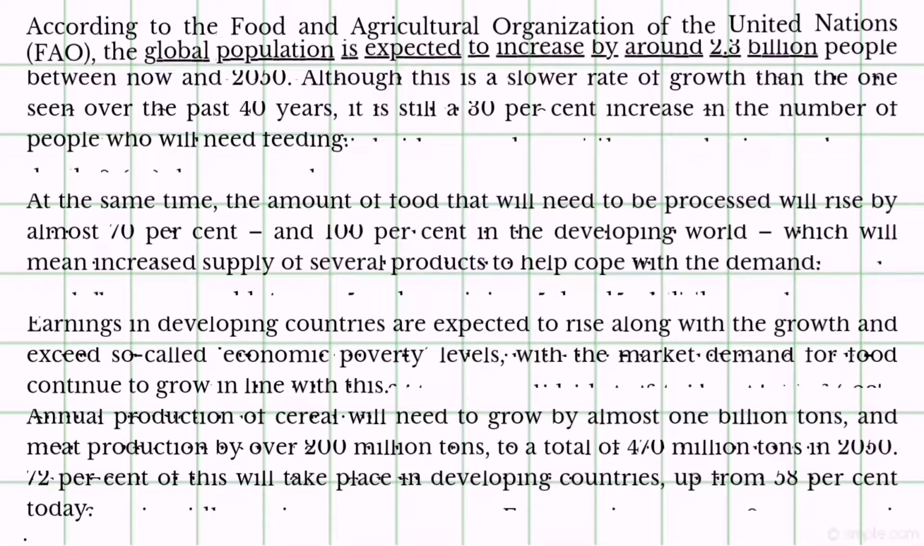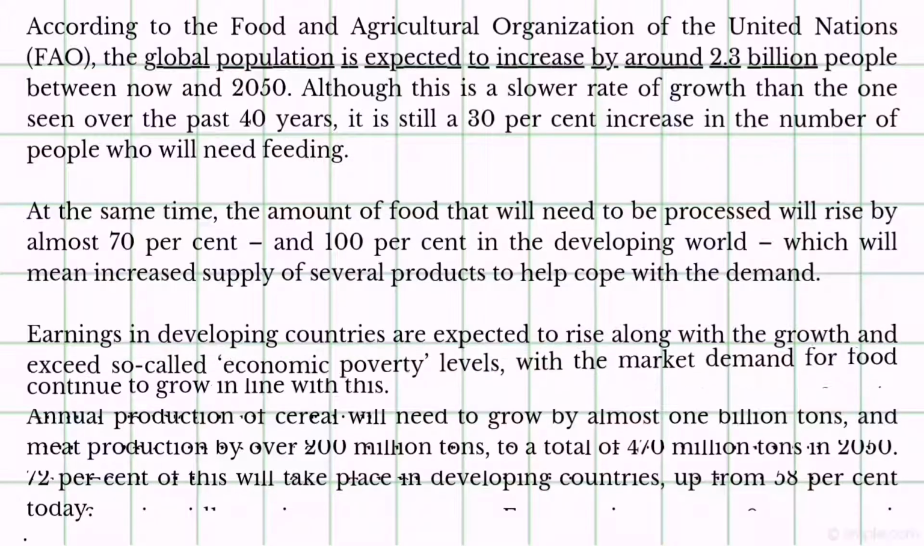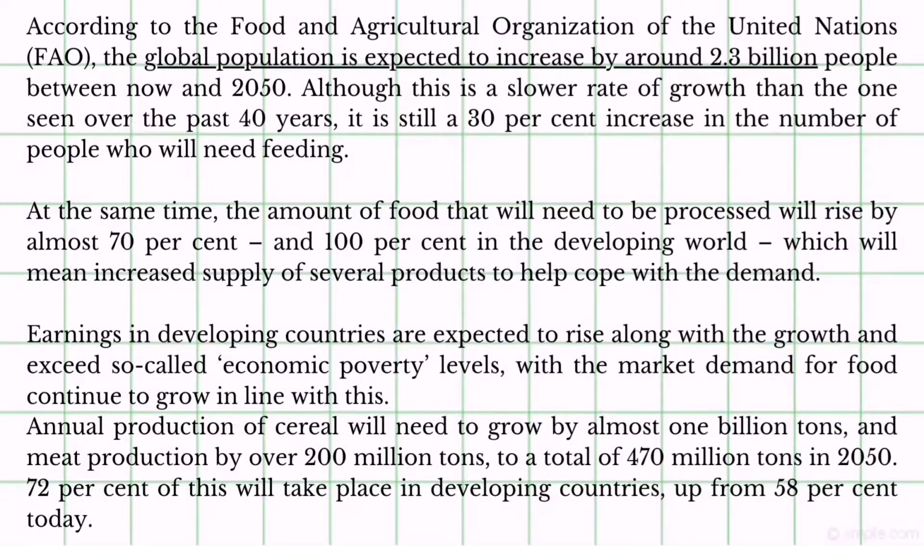Based on Food and Agricultural Organization of the United Nations, ang pandaigdigang populasyon ay inaasahang tataas ng humigit-kumulang 2.3 bilyong tao sa pagitan ngayon at 2050. Bagamat ito ay isang mas mabagal na rate ng paglago kaysa nakita natin sa nakalipas na 40 years, ito ay 30% na pagtaas pa rin sa bilang ng mga taong mangangailangan ng pagkain. Kasabay nito, ang dami ng pagkain na kailangang iproseso ay tataas ng halos 70% at 100% sa papaunlad na mundo. Nangangahulugan ito ng pagtaas ng supply ng ilang mga produkto upang makatulong na makayanan ang demand.